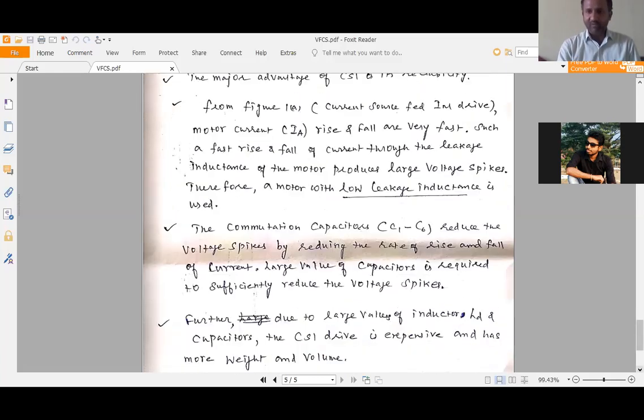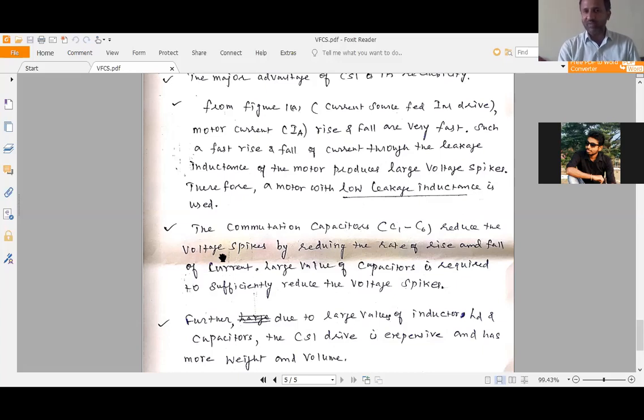And we have used 6 capacitors in the circuit diagram, the commutation capacitors C1 to C6, along with 6 thyristors. The commutation capacitors C1 to C6 reduce the voltage spikes by reducing the rate of rise and fall of current. These 6 capacitors are used in the circuit diagram in order to reduce the voltage spikes.